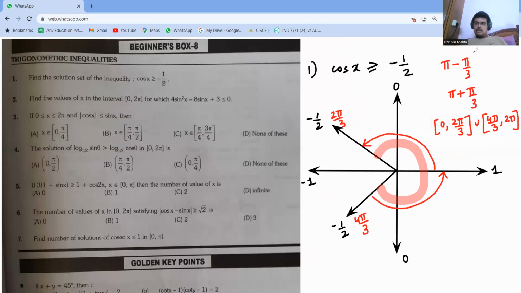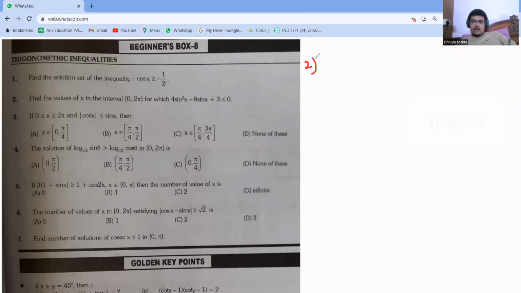Done, Trisha, Muskan, did you understand this? Shall we take the next one? Yes, Arush, write it down. Okay, we'll now take the second one. So we have 4 sine square x minus 8 sine x plus 3 greater than or equal to 0.